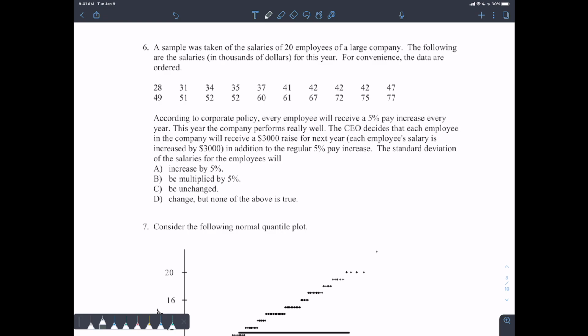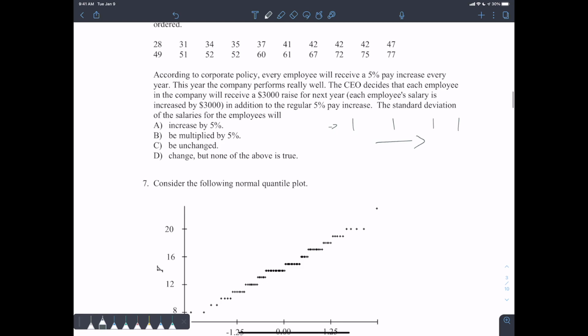Let's just say the first change is that every employee is getting a $3,000 raise. So in this case, the entire data set is just going to be moved up by $3,000. All the values, everything is just going to be moved up. Not standard deviation, because standard deviation is just a measure of the distances between things. But if everything is moving in the same direction by the same amount, the standard deviation is not going to change because the distances between those values haven't changed.